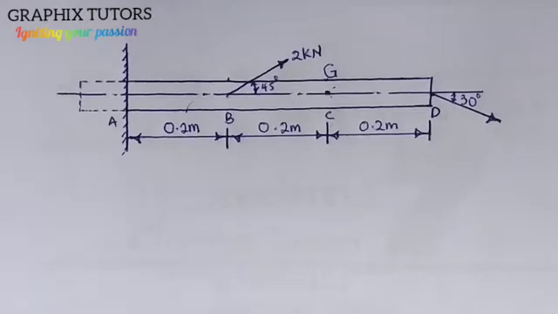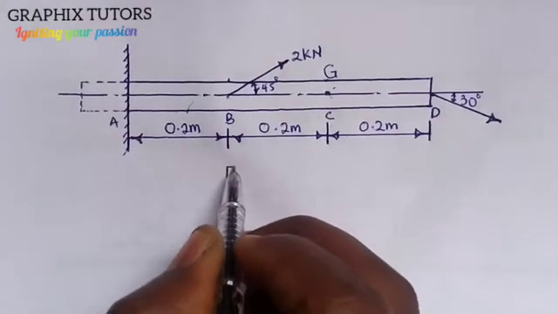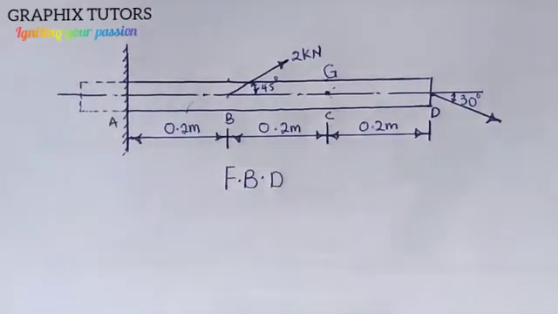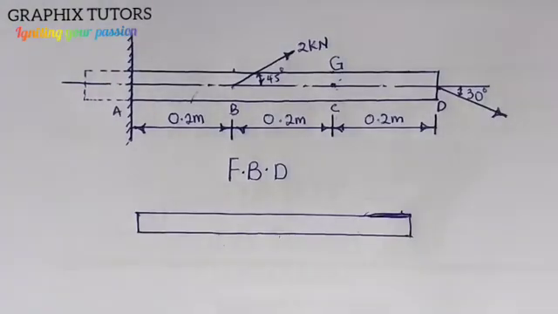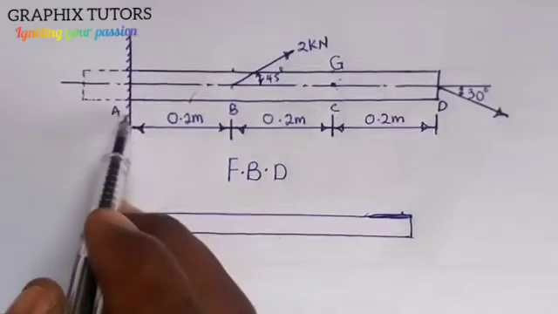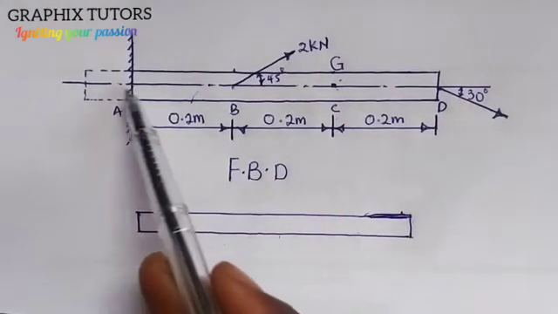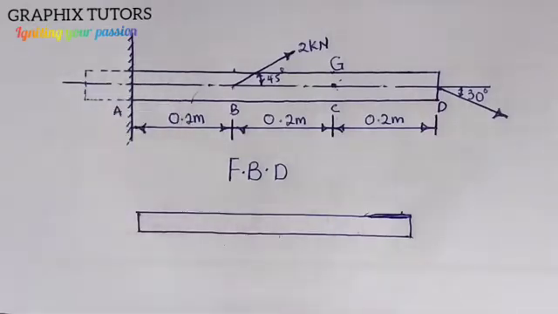The first thing to do when you see a question like this is to draw your free body diagram. We said earlier that the free body diagram is the diagram that shows all the external forces acting on a system. If I should draw this bar again, I will have something like this. At point A here, we have a built-in support. You can also call this a cantilever support. When one end of a beam is fixed, you say it's a cantilever, and it has three reactions.